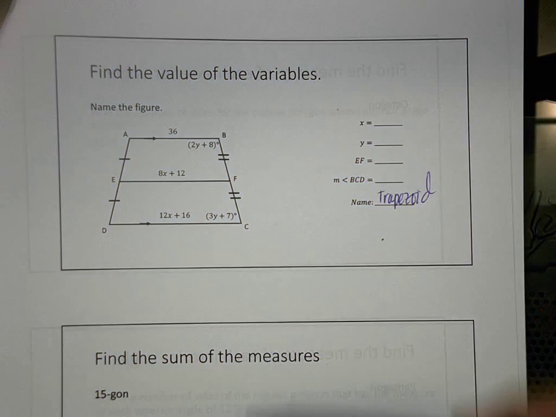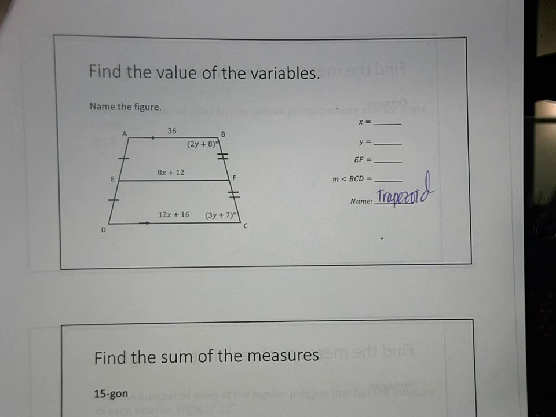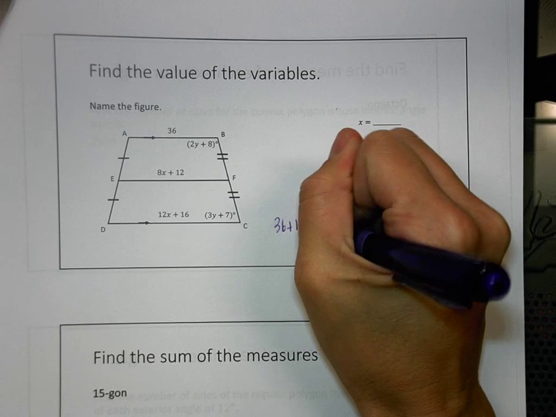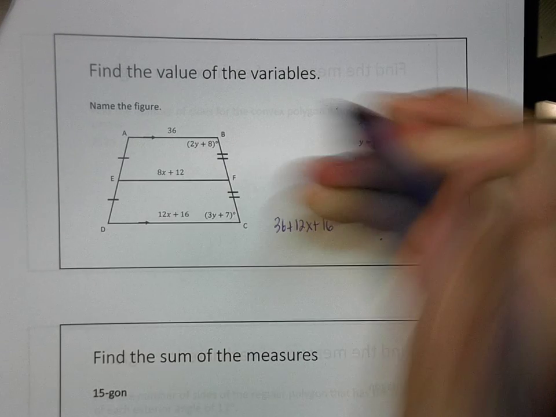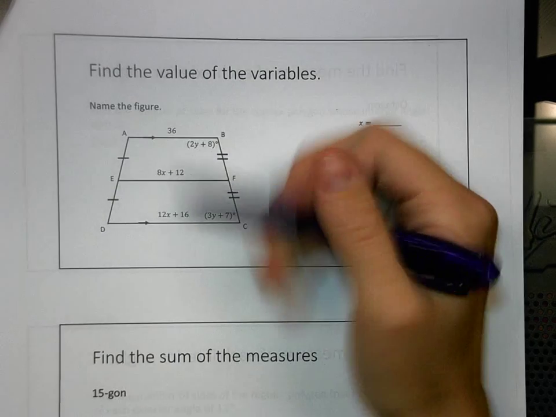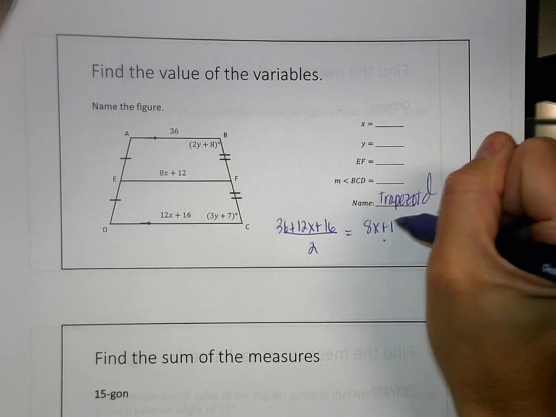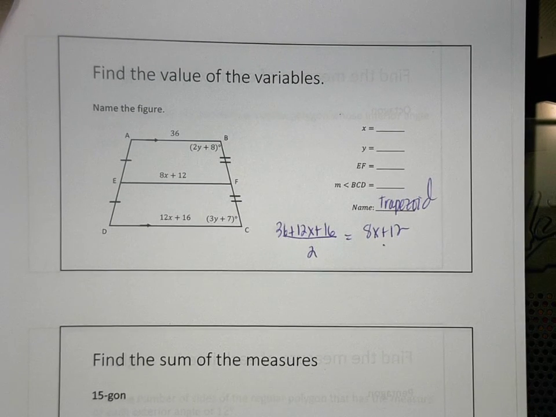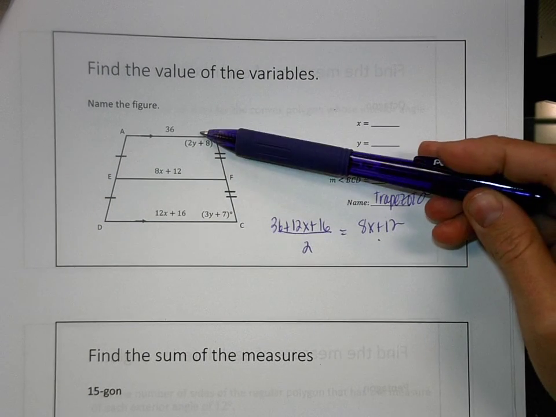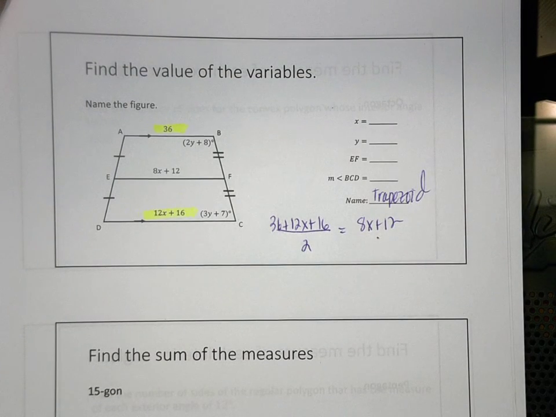How am I going to figure out what x is? You would set 36 plus 12x plus 16 equal to 2 times 8x plus 12. Yes, I'm going to do it a different way, but yes. We add these two, divide by 2, and set it equal to 8x plus 12. Shelby set it up differently, which is totally fine. But we just need to remember that we're taking the average. So we're adding the top and the bottom, and we divide by 2 in order to equal that middle line.